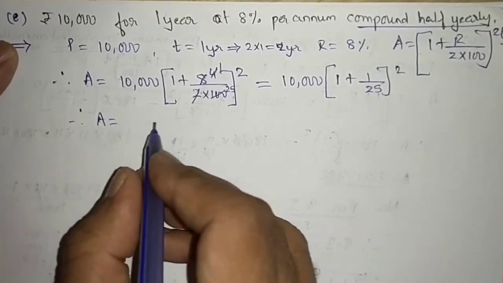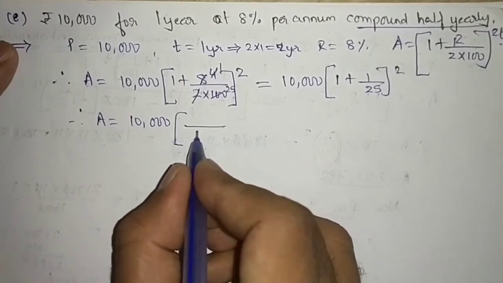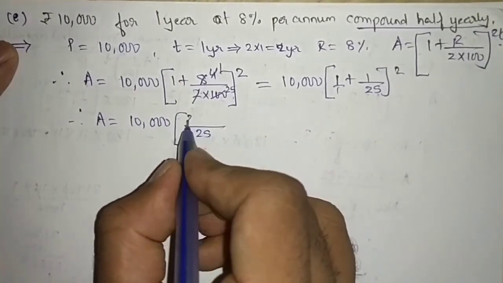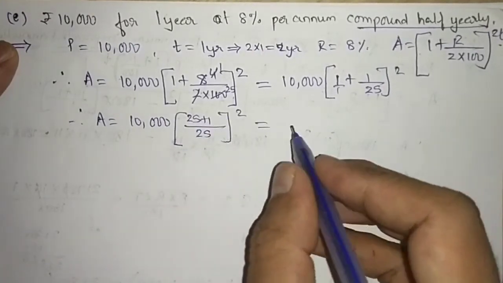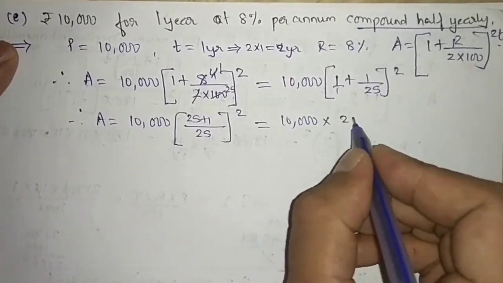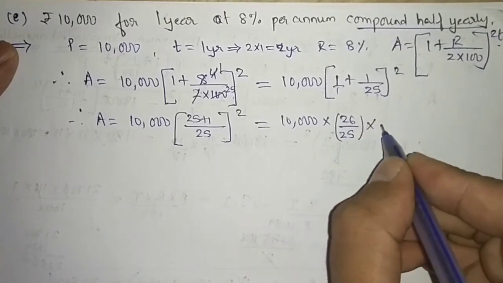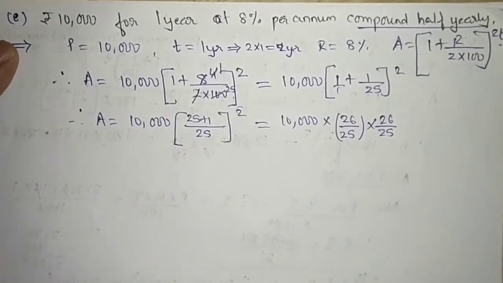Again solving it further, I will write 10,000 as it is, taking LCM as 25. Here it is 1, so we will get 25 plus 1 whole raised to power 2, which I can write as 10,000 into 26 divided by 25 into 26 divided by 25. Why? Because it is square.